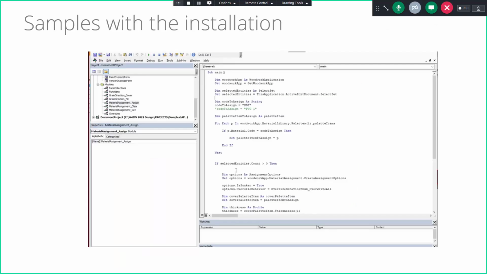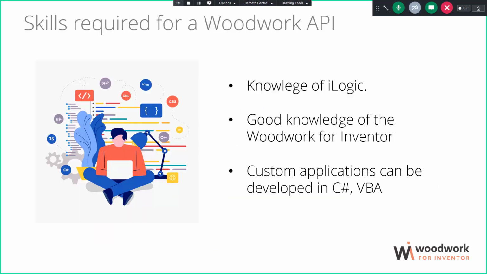It's not so easy to explain all possible situations, what can be done and how. So therefore, we have some samples with the installation, in terms of snippets. Those of you who are familiar with programming can find them very useful in terms of how one thing or another can be done. But of course, programming is a very wide topic. I'm not able to cover all of those nuances, so that's why I'm explaining the basics, how the workflow looks like. Okay, so what skills are required for Woodwork Fundamental API usage?